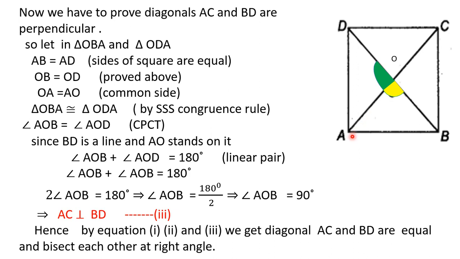That is, we can say AC line segment is perpendicular to BD. Hence, by the equation number 1, 2 and this one 3, we get the diagonals AC and BD of a square are equal, bisect each other at right angle. So it's proved that diagonals of a square are equal, bisect each other at 90 degree.